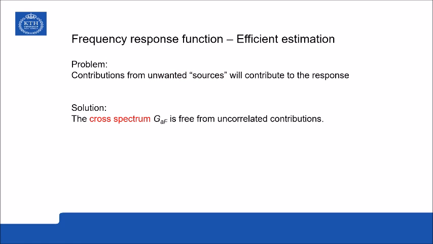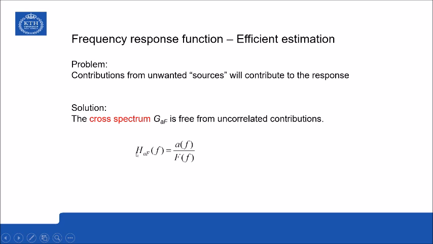Well, the solution is to use the cross spectrum between the response signal and the excitation signal, because this spectrum is free from uncorrelated contributions in the ideal case. With uncorrelated here, we mean, of course, that the contribution in the acceleration signal or response signal is uncorrelated to the force or excitation signal.